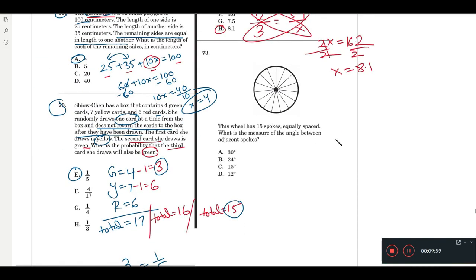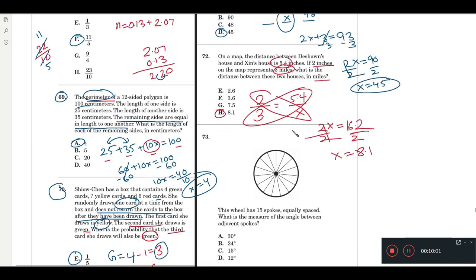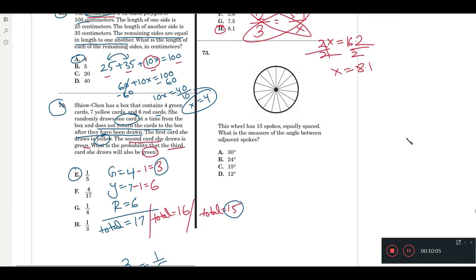Number 73. Any questions for 72? It was a simple question, so I just went fast. Are you guys all ready for 73? This wheel has 15 spokes, so 15 of them. So there are 15 of these if you count. And now it says equally spaced. So what is the measure of each angle in between?